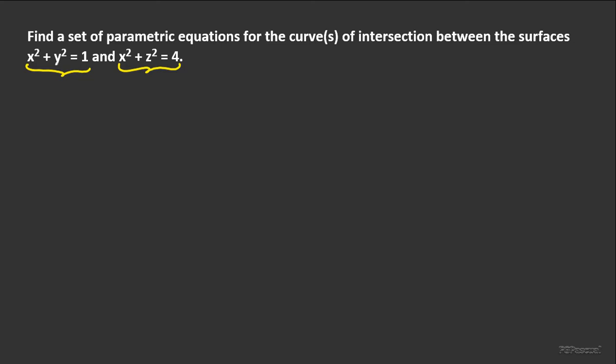These surfaces are what we refer to as mathematical cylinders not just because their graphs are actual cylinders, but because one variable is missing from each equation. From the first equation, z is missing. And from the second equation, y is missing.